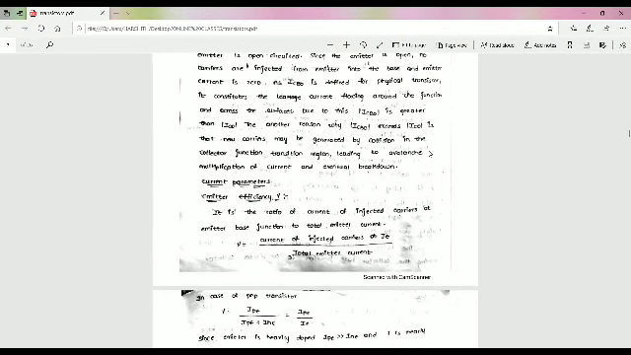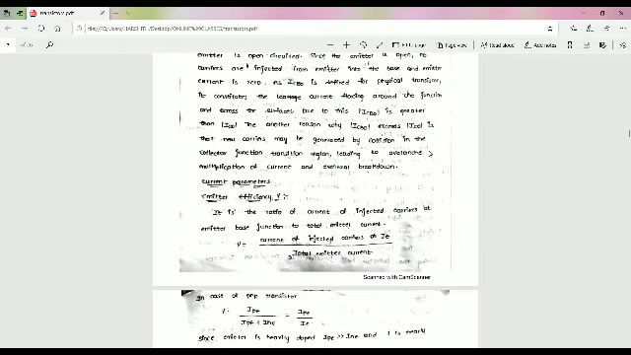And next one, current parameters. Current parameters are emitter efficiency gamma, transport factor beta, and large signal current gain alpha. Alpha, beta, gamma, these three are very important.